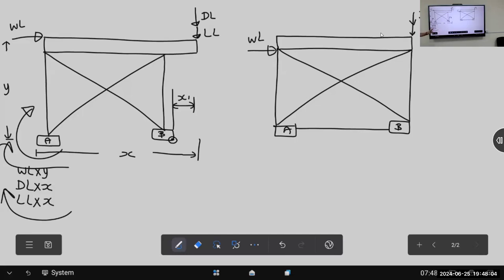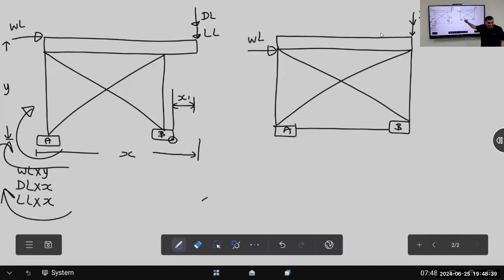Correct. What I did here, there is no overturning. Why is there no overturning? Because x1 is 0 now. Even the moment coming from the live load with the dead load is 0, because x is equal to 0. But there is uplifting here. This strut will prevent overturning and uplifting for A. See, the system here is tight.